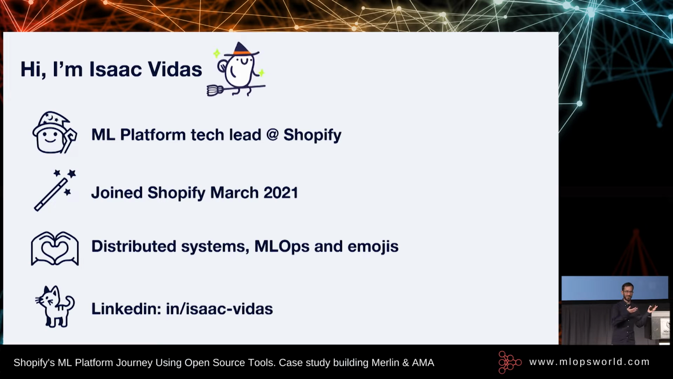And I was already introduced, but a little bit about myself. I'm Isaac Vidas. I'm a tech lead on the machine learning platform team at Shopify. Joined Shopify last year in March. And as you heard, I love distributed systems, MLOps, and emojis. And yeah, I love the heart emoji hand, Chris, just FYI. I'm very happy to connect on LinkedIn and chat more about MLOps or whatever.